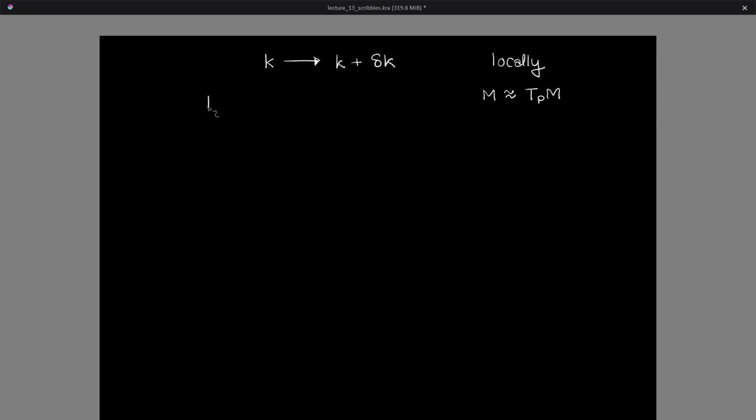So let's say that we have the Ricci tensor of K is equal to 0, right? We'd like to preserve this condition. So what we're going to do is we're going to say that the Ricci tensor of K plus delta K is equal to 0, right? And what this will turn out to be is we can linearize this equation.